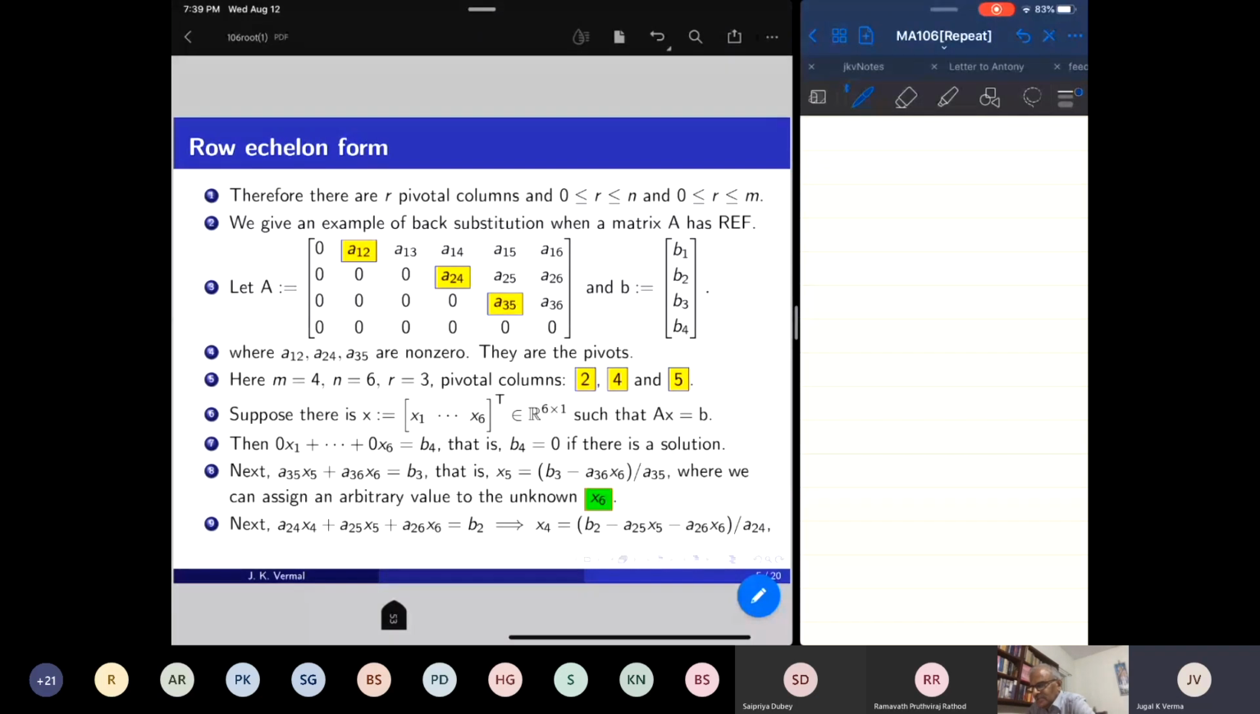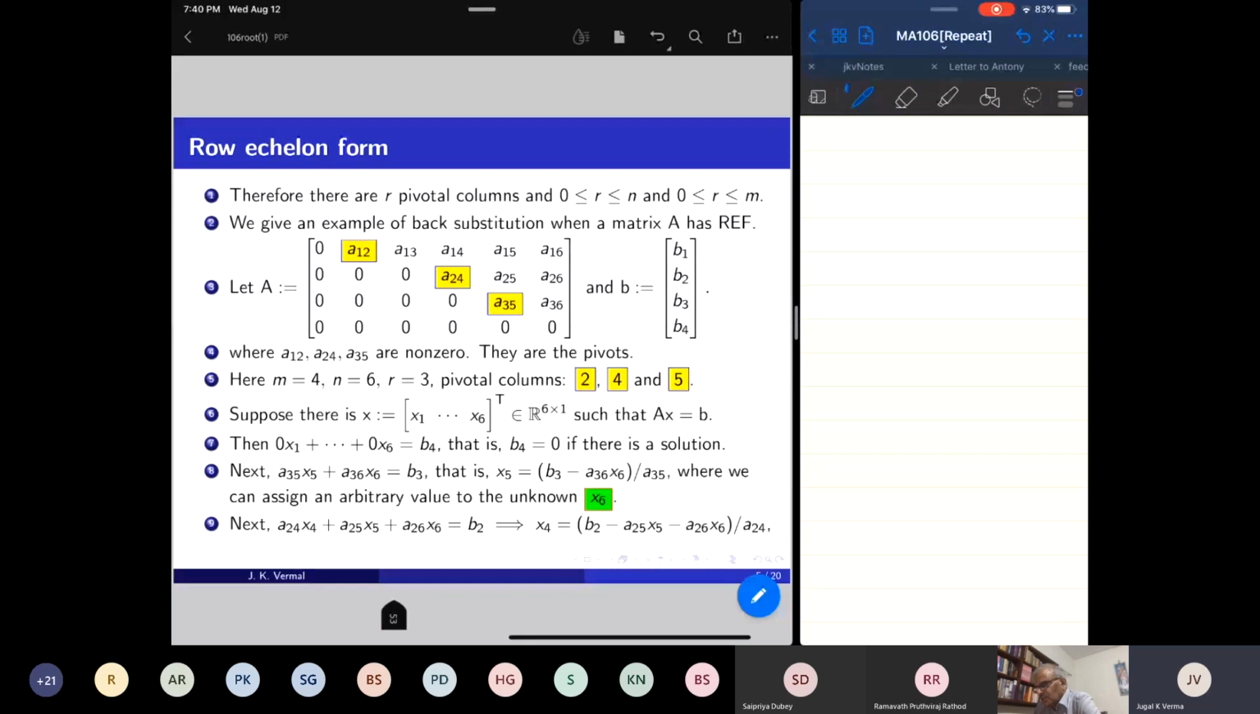Now move on to the second equation: A24x4 plus A25x5 plus A26x6 equal to B2. I can solve for x4 because I know x5 and x6. x5 was determined by giving a value to x6. So the indeterminates corresponding to the pivotal columns, in this case x2, x4 and x5, are determined by giving values to the variables corresponding to non-pivotal columns.